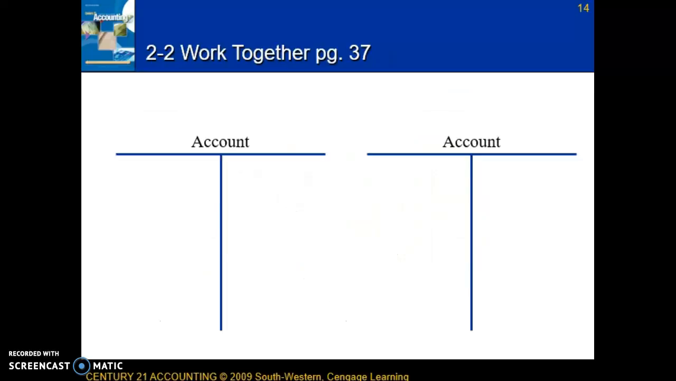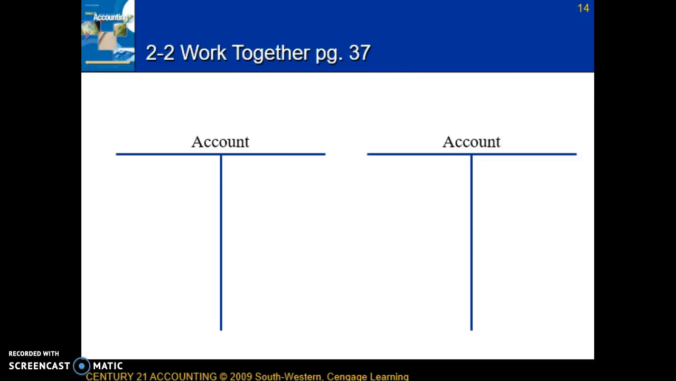Work together for section 2-2 is on page 37. Our instructions are to create 2 T accounts for each transaction. On each T account, write the account title of one of the accounts affected by the transaction. And we'll try to get in the habit of putting the debits on the left side first. If they're not, that is okay for now.